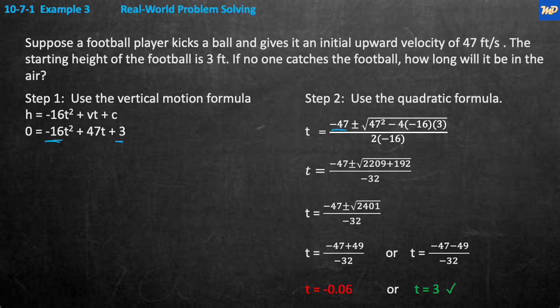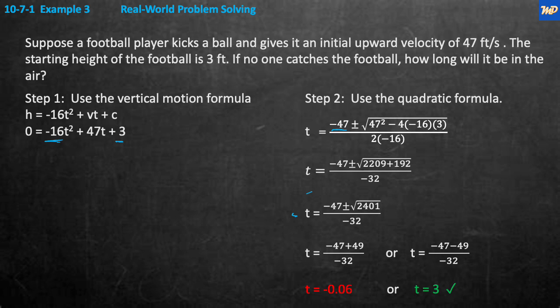3 is the initial starting height of the ball above the ground when it's kicked. And it's all divided by what? It's divided by 2 times a, the minus 16. So when we work out the mathematics, we still have the minus 47, plus or minus 2209, which is 47 squared, plus 192, which is minus 4 times minus 16 times 3, and then it's all over 32, minus 32. So now we're going to combine the terms under the radical. So here we get t equals minus 47 plus or minus the square root of 2401 divided by 32.